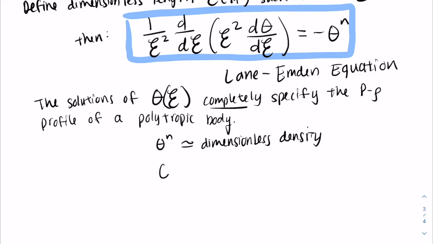And then we have defined theta. It's effectively a dimensionless temperature. And technically this is only true if you have an ideal gas. But effectively it's a dimensionless temperature.